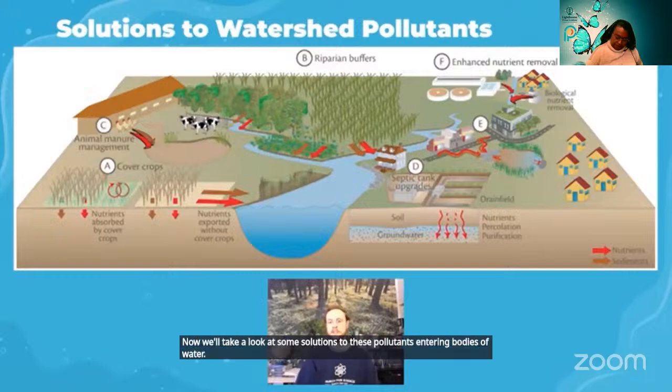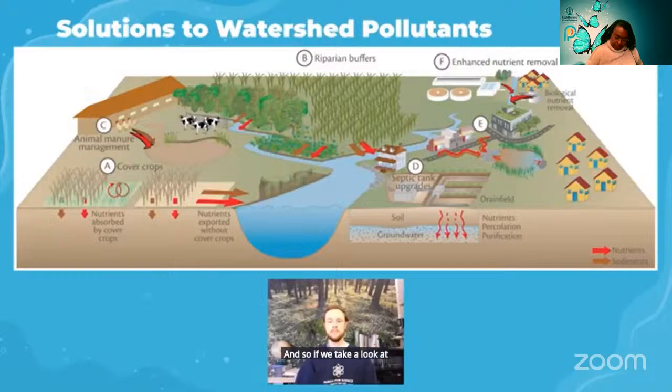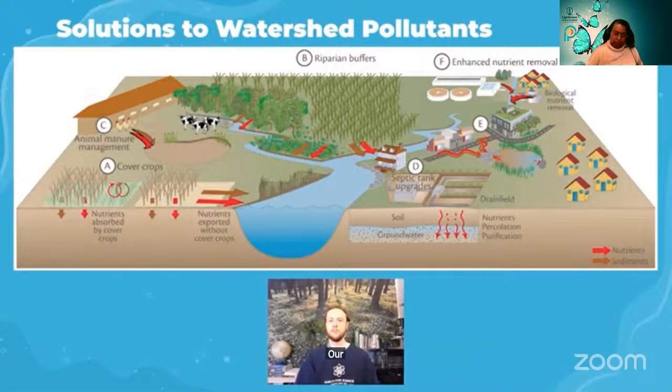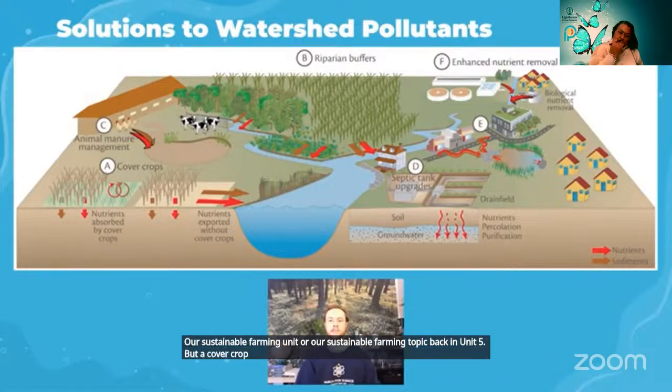And so if we take a look at C and at A in this diagram, these are two methods that could be used to reduce nutrient inputs from agriculture. So cover crops are a great strategy that you hopefully remember from our sustainable farming unit or our sustainable farming topic back in Unit 5. But a cover crop is going to be basically using some plant in between the main crops that you're harvesting just to kind of hold the soil in place, anchor it, and keep those sediments and the fertilizer on your field from running off into bodies of water.